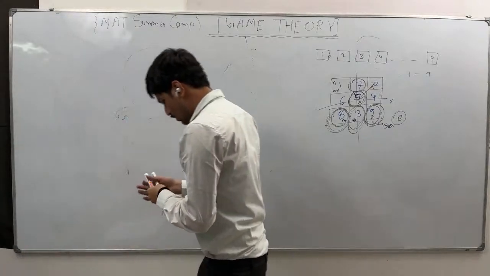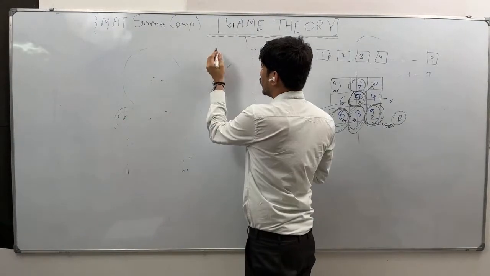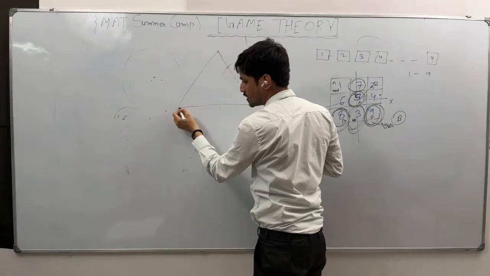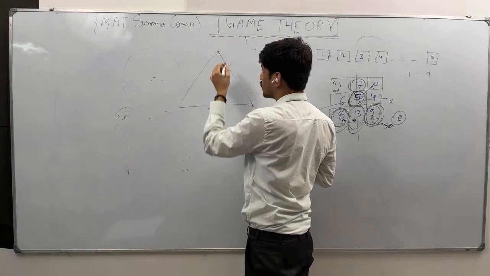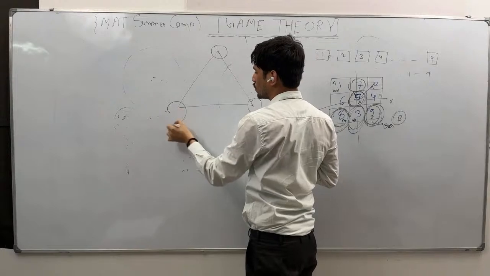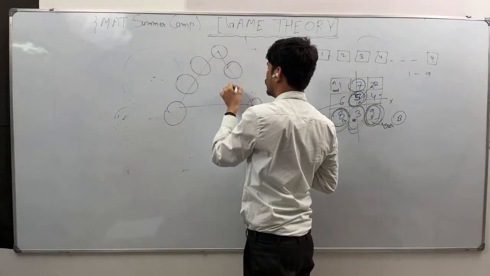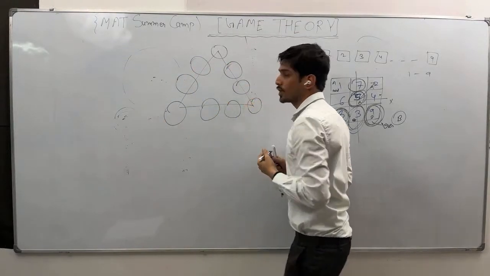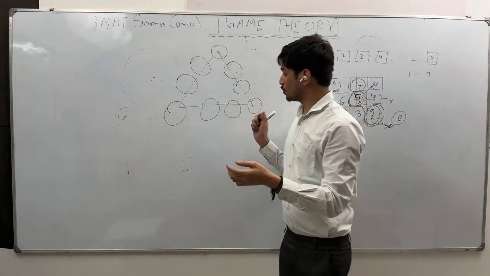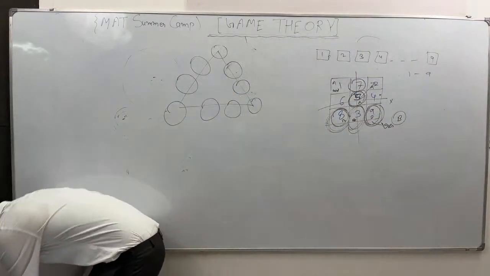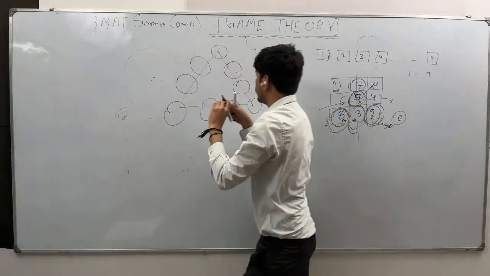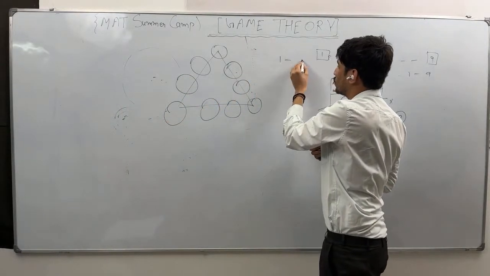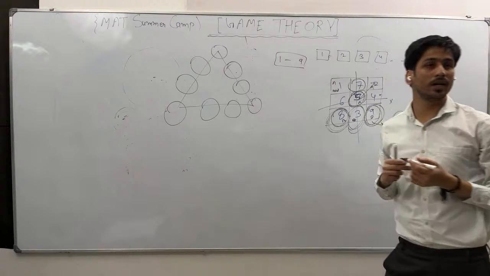So let's say you have a triangle, and let's say some circles: 1, 2, 3, 1, 2. Okay, total how many circles? 8 circles are there. Okay, 2, 4, 6, and 3, 9. Okay, 9 circles are there, and you have numbers from 1 to 9. And here also two friends are playing, A and B.